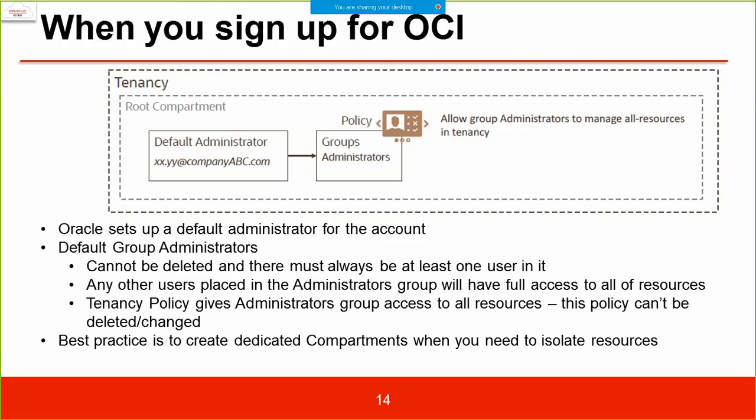When you sign up for OCI as a customer, what you get is the root compartment. Like a default administrator, you get some xyz abc at company.com or gmail.com. That policy is there, the policy for the user group administrators, because by default when you are created, you are the administrator, you are in the group of administrators, and the policy is: allow group administrator to manage all resources in tenancy. This is attached by default. This is the policy when you sign up for OCI.